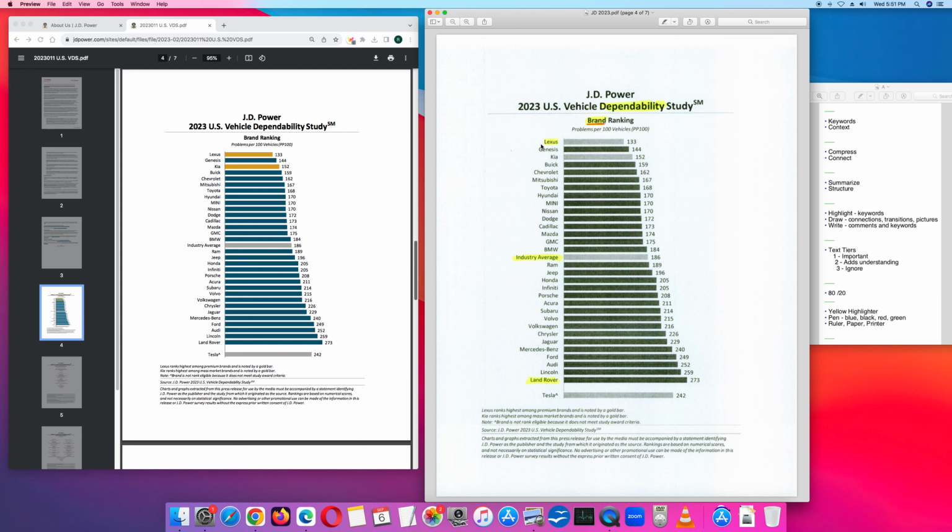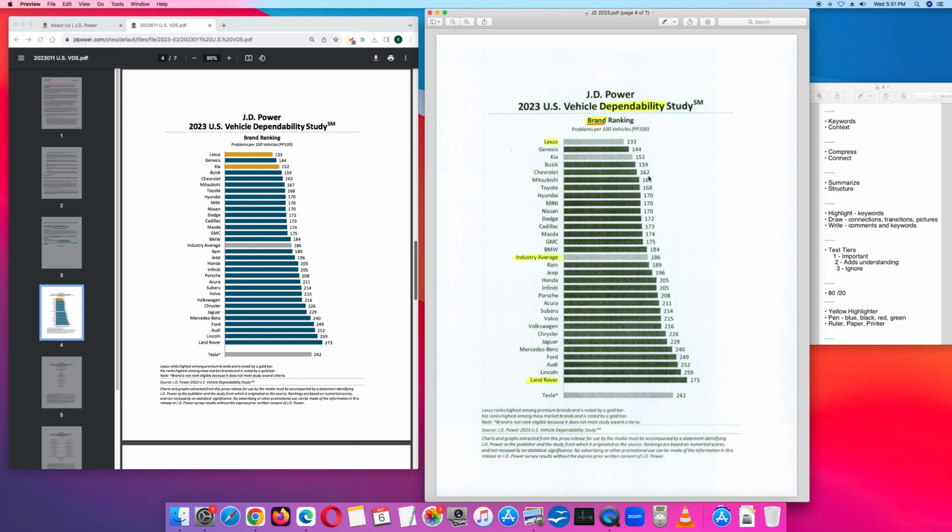So now I'm looking at this and I'm like, oh, okay, Lexus is number 1. This chart is really useful because you can also see the rankings, but you also want to see how close they are to each other. So you got Hyundai, Mini, and Nissan. They're all at 170. Lexus is at 133, and they're actually significantly more than the next one, Genesis. Then you got Genesis 144, Kia 152, Buick 159. You can see clustering here.